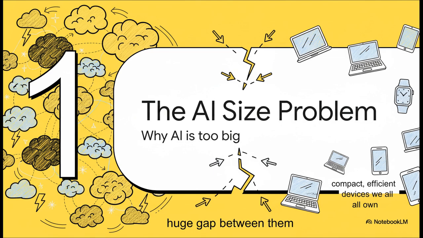It all comes down to a fundamental mismatch. I mean, a huge one. On one hand, you've got these super powerful, massive AI models running on servers in the cloud. And on the other, you've got the slick little device you're probably holding right now. The gap between them is the whole problem.